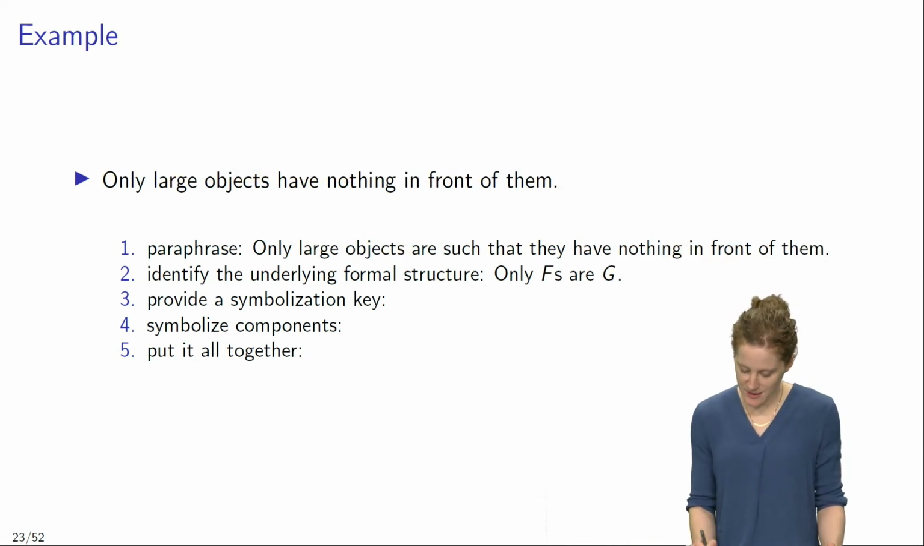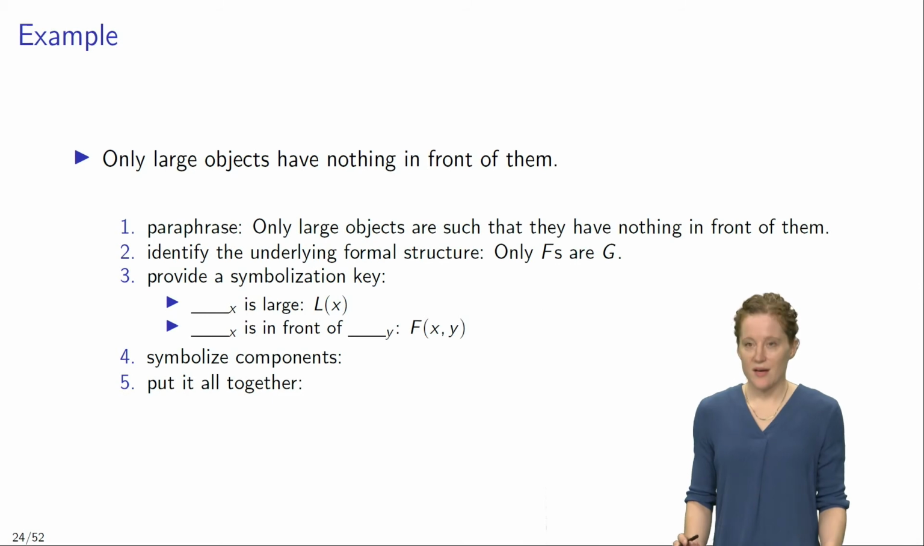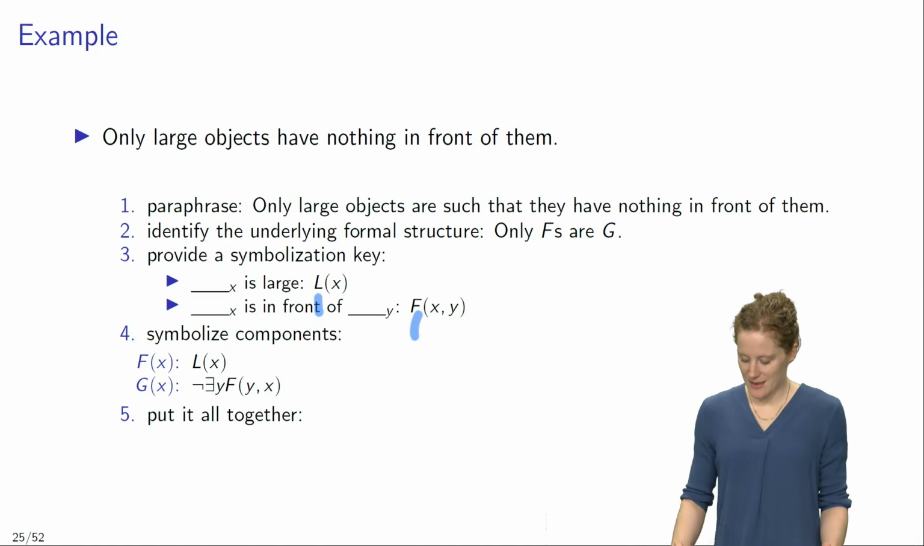Maybe let's choose different colors here. So F corresponds to large object and G corresponds to have nothing in front of them. Now that we've done that, we can provide a symbolization key. So I am going to symbolize is large or is a large object by means of the capital letter L. And I'm going to symbolize x is in front of y by means of the capital letter F, or the predicate Fxy. And now we can symbolize the components of our sentence. So we said that F corresponds to large object. And so I'm going to symbolize Fx by means of Lx.